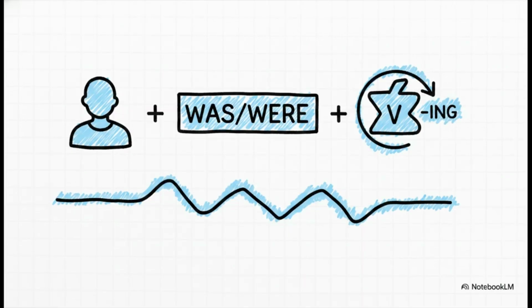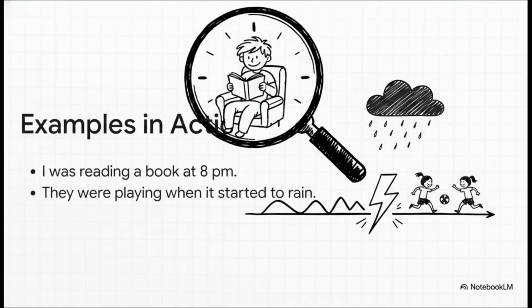And the structure for this one? So easy. It's wonderfully consistent. You just take your subject, pop in the right form of to be, so was or were, and then just tack ing onto your main verb. That's the whole formula. See how these examples just bring the story to life?